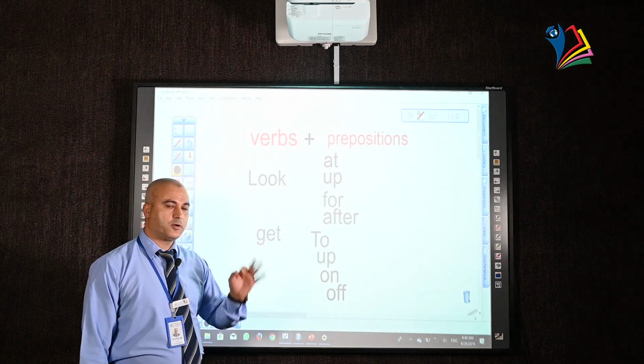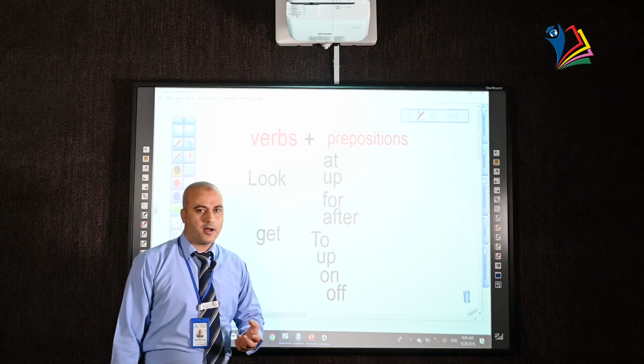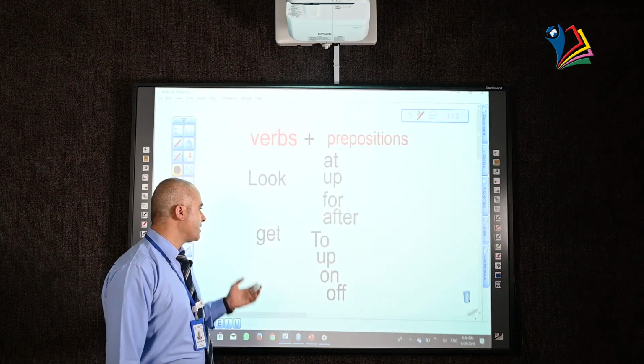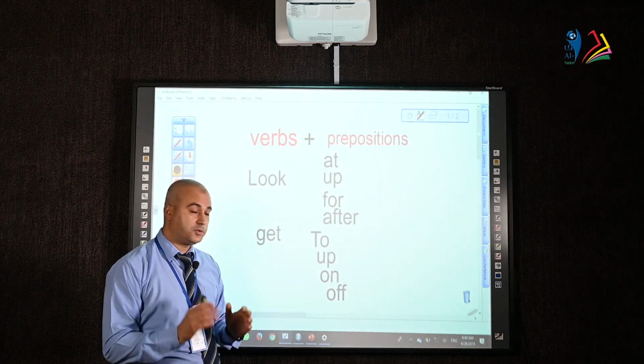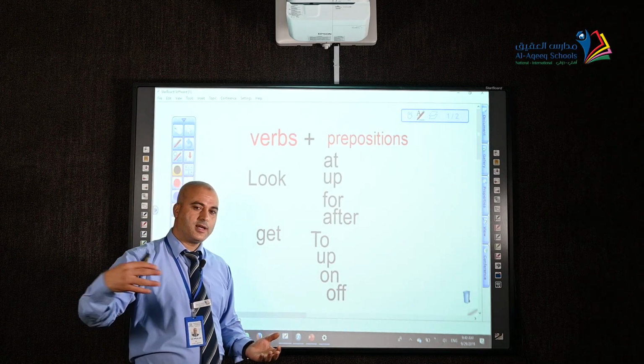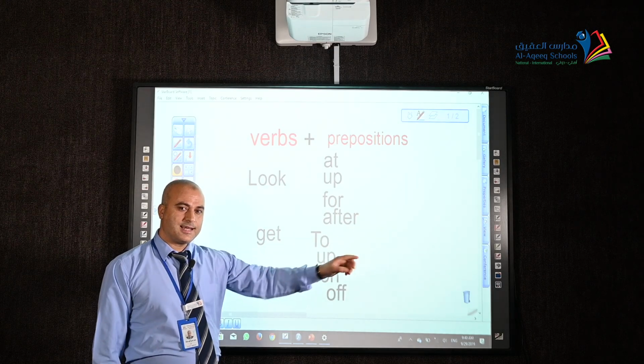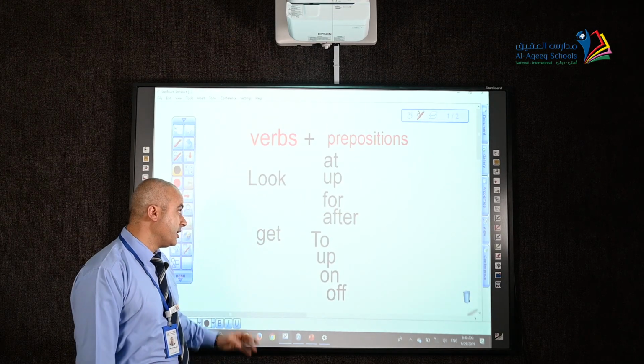When I say I get to work on time. Get up means I wake up. I get up at 7 o'clock in the morning. Get on means ride, the means of transportation. When I say I get on the bus to go to work. Get off means go down. I will get off the bus at the next station or the next stop.